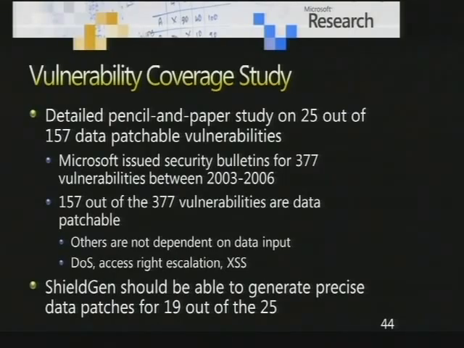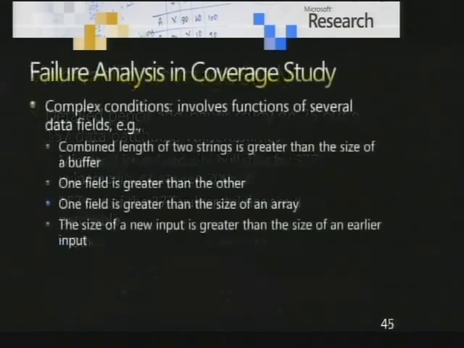ShieldGen can generate a data patch. For the 6 cases, 6 vulnerabilities, we cannot generate a data patch. The reason is mainly because they involve complex conditions. For example, in ShieldGen we only sample on individual fields. We don't look for complex conditions such as one field must be greater than the other, or the combined length of two strings must be greater than a certain size.